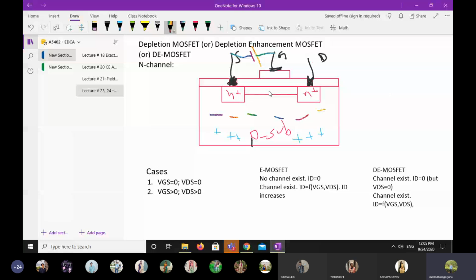Now the channel is already created. Let us assume that the channel consists of 100 electrons. In addition to those 100 electrons, VGS is attracting negative charge carriers from the P substrate. Because of VGS, let us assume that 5 electrons are attracted. So what is the total number of charge carriers in the channel? 105. Now tell me, does ID depend on VGS or not?